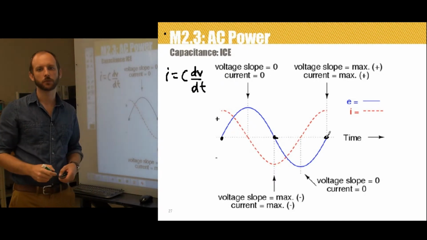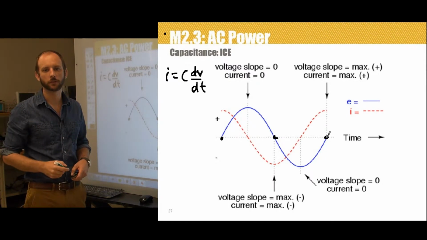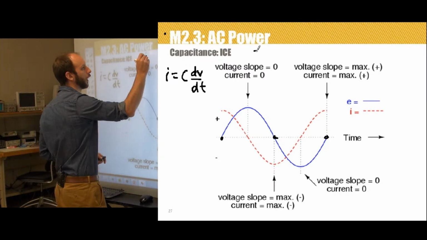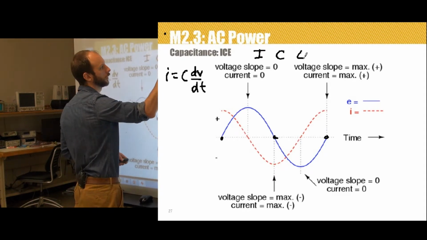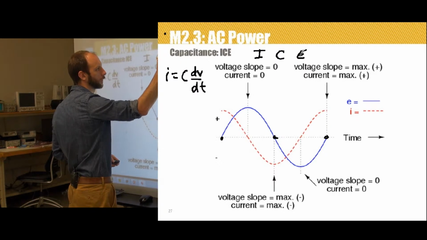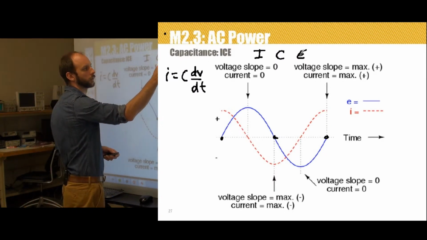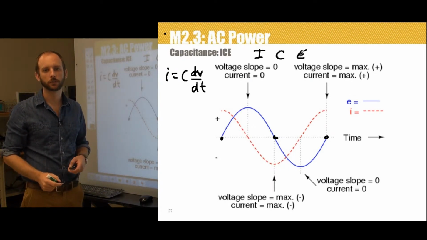Often this is remembered using the mnemonic ICE, where the letters stand for current, capacitor, and voltage. I, current; C, capacitor; E, electromotive force, kind of an old term for voltage. What that says is that current leads voltage in a capacitor, and you just have to remember that it's a quarter cycle or 90 degrees.